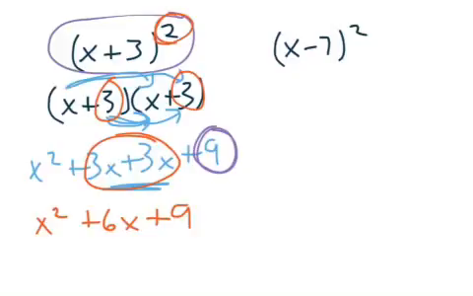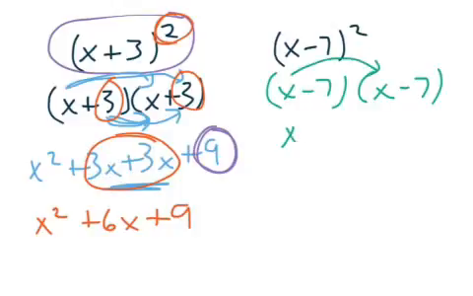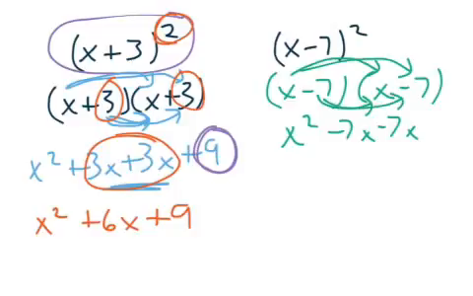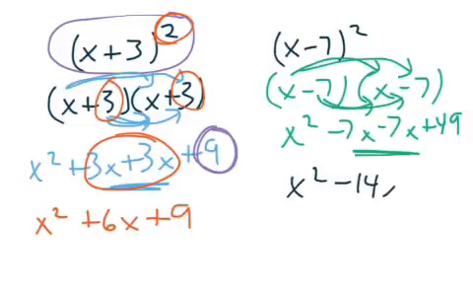Does everybody agree that we have x minus 7 times x minus 7? And we're again going to do x times x and get x squared. We're going to do x times minus 7 to get minus 7x. We're going to do minus 7 times x to get another minus 7x. And minus 7 times minus 7 is plus 49. And see right there how they double up again. So our end result again is x squared, this time minus 14x plus 49.